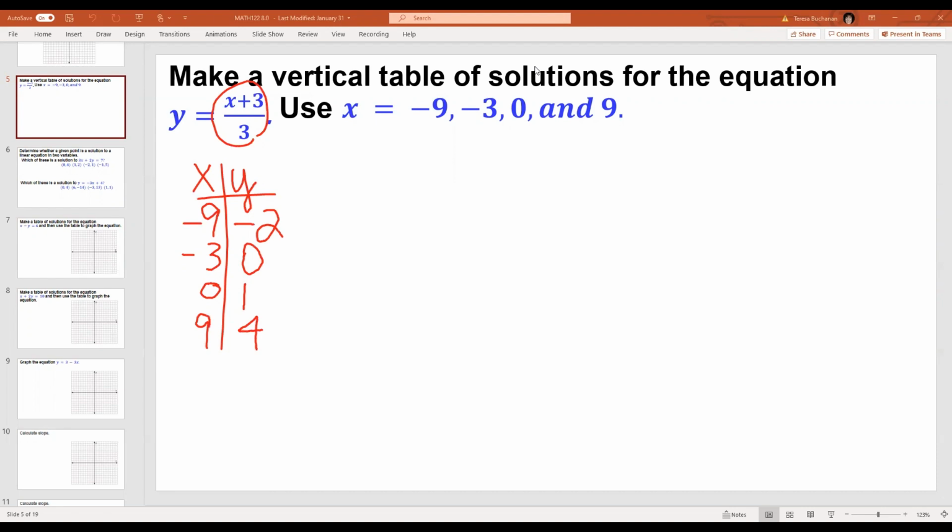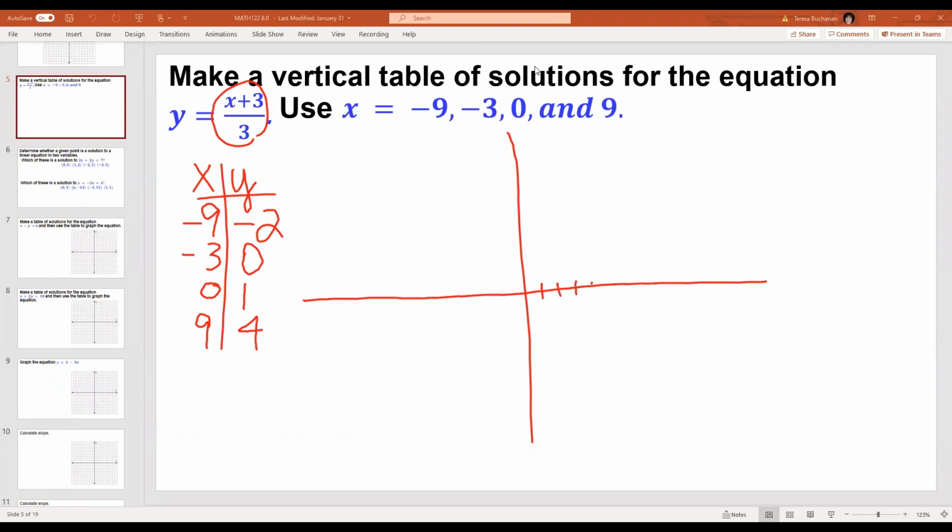And furthermore, the page doesn't outright ask us to do it, but while we're here, we might as well practice this. And that is, we could plot these on the coordinate plane. Go ahead and do that. So I'm going to sketch this somewhat roughly.